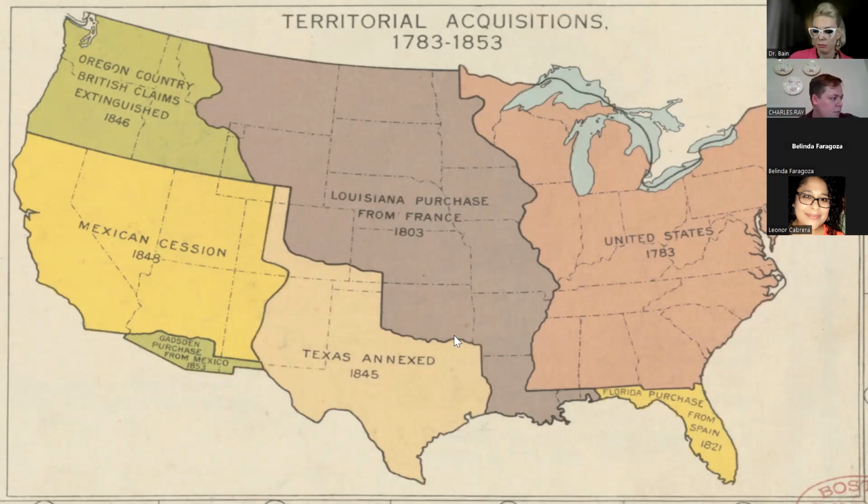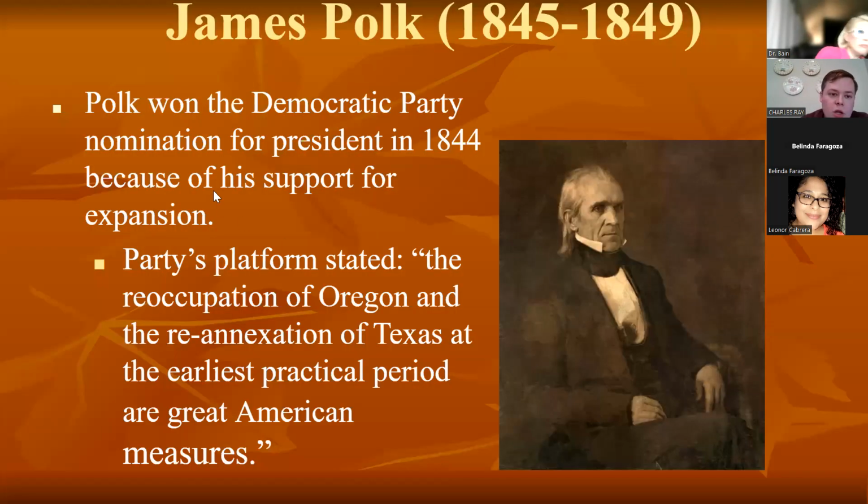Okay, so with Texas right there and also Oregon country up in the left-hand corner, let's move on. Moving further along with our westward expansion, let's talk about Polk. Polk comes along later. Andrew Jackson was known as Old Hickory. This guy was known as Young Hickory. He actually was a protege of Andrew Jackson, which is very interesting.